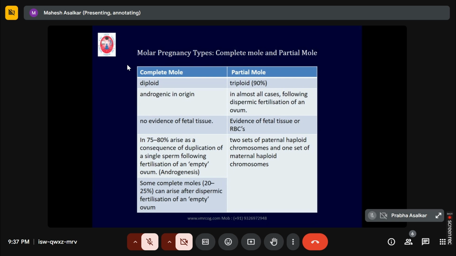Is it clear now? Yes, sir. Dispermic fertilization is also seen in complete mole, but there the ovum is empty. And that is responsible for only 20-25% of cases, while a normal ovum with dispermic fertilization will lead to partial mole, and it will be triploid. There will be evidence of fetal tissue or RBCs, and 2 sets of paternal haploid chromosomes and 1 set of maternal haploid chromosome is seen in partial mole.